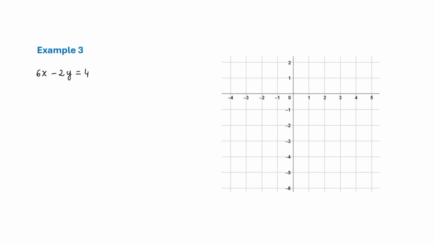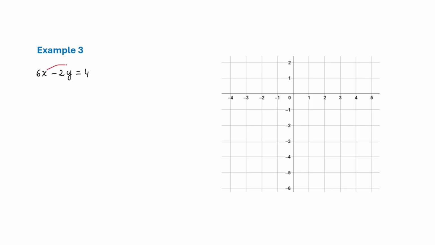Now let's look at example 3. Plot the graph of 6x minus 2y is equal to 4. This time, the equation of the line is written in standard form, so y is not the subject. Before we can identify the gradient and the y-intercept, we need to rearrange the equation and make y the subject.